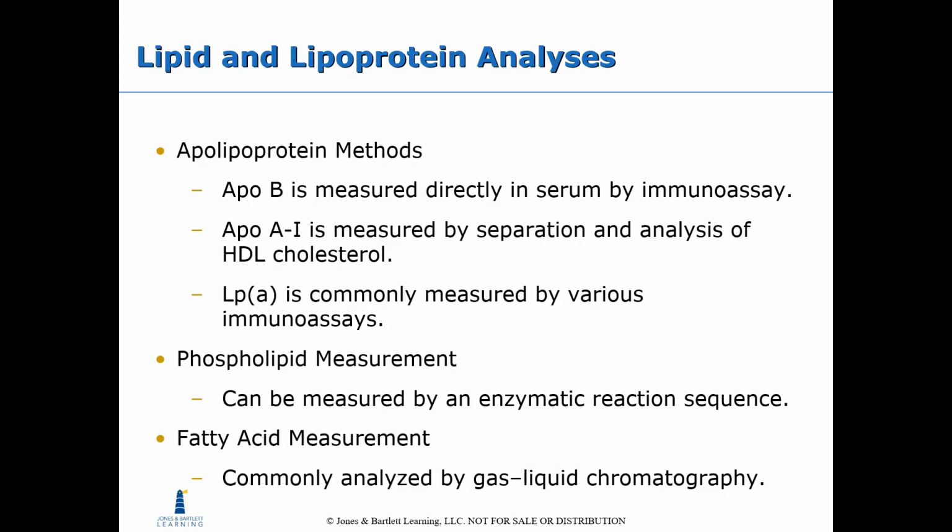Apolipoprotein methods: ApoB is measured directly by immunoassay. ApoA1 is measured by separation and analysis of HDL cholesterol, and LPA is commonly measured by immunoassays. Phospholipids can be measured by an enzymatic reaction sequence, and fatty acid measurement is commonly analyzed by gas liquid chromatography.